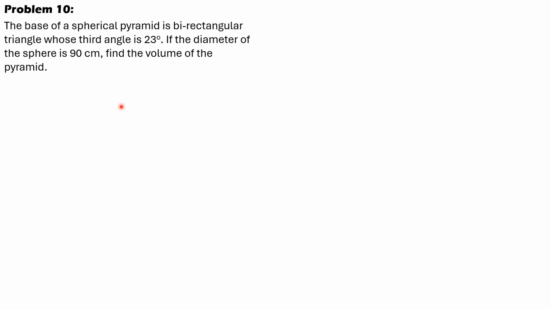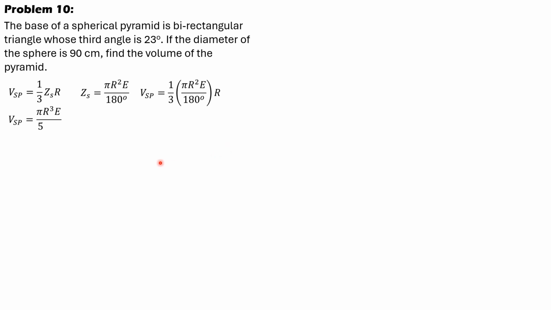So the volume in general is 1/3 A_S times R, where A_S is the area of the spherical triangle, which is pi R squared E over 180 degrees. Recall this from spherical trigonometry. So the volume therefore is 1/3 times pi R squared E over 180 degrees times R. So it is equal to pi R cubed E over 540 degrees.